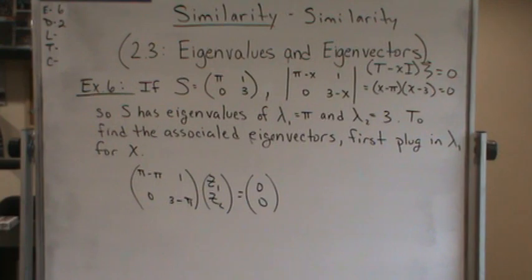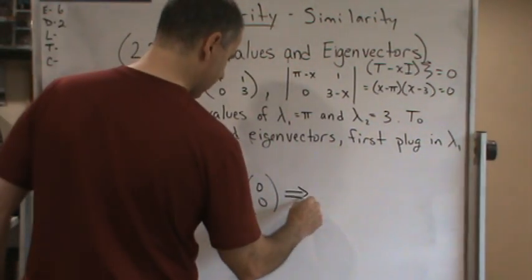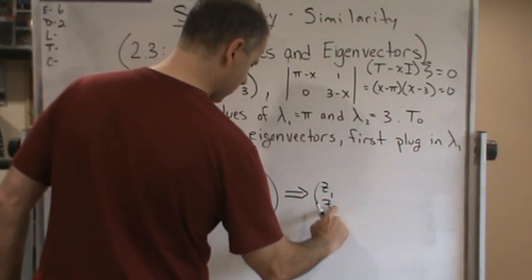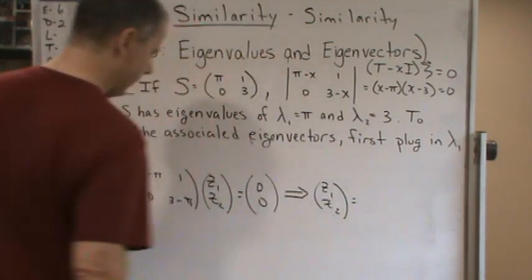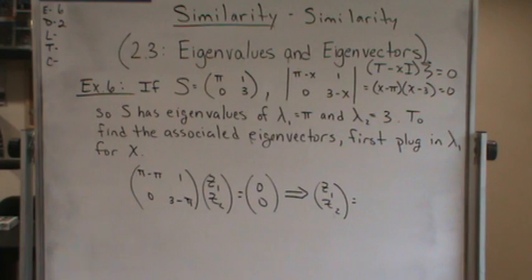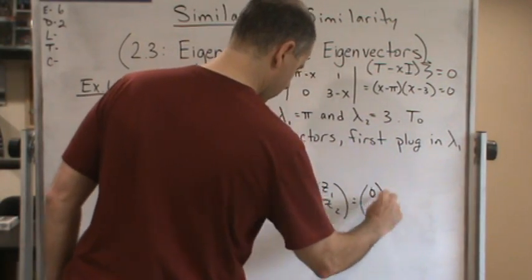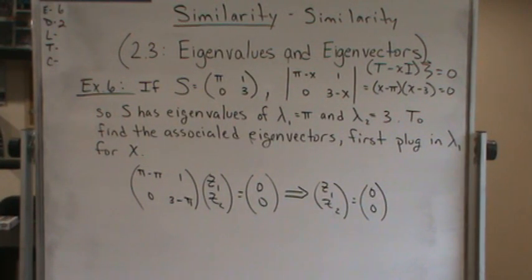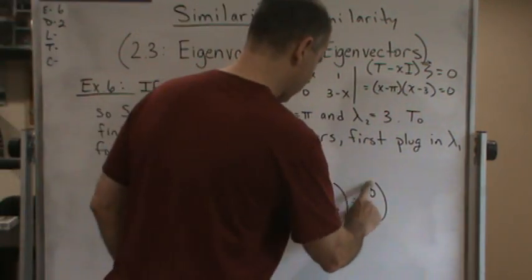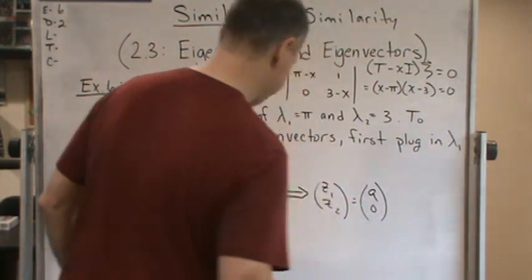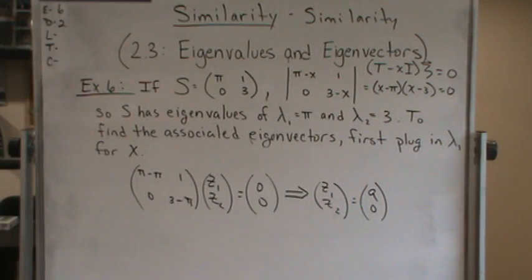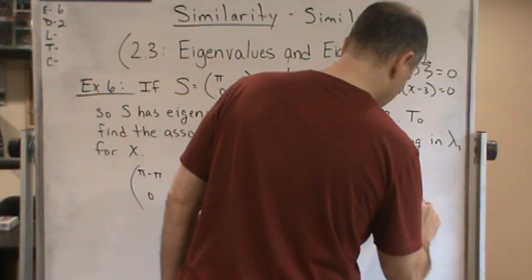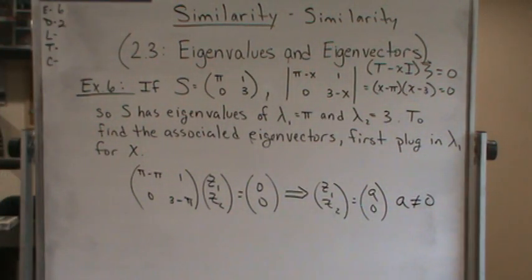And again, I'm going to let you solve this, but this is going to give us equal to a 0, and of course, a cannot be 0, obviously.